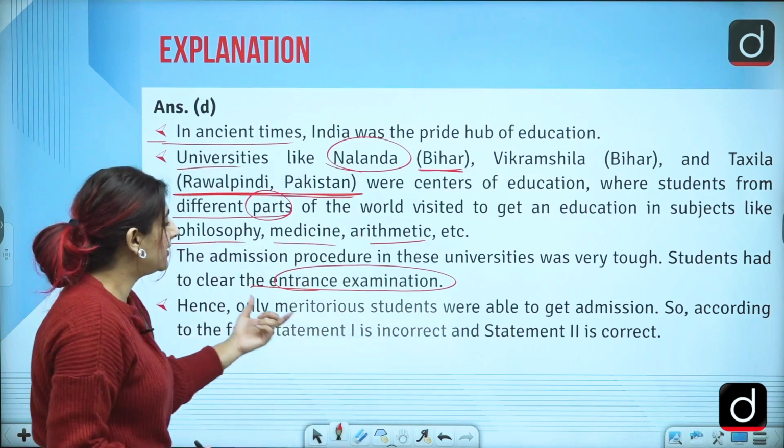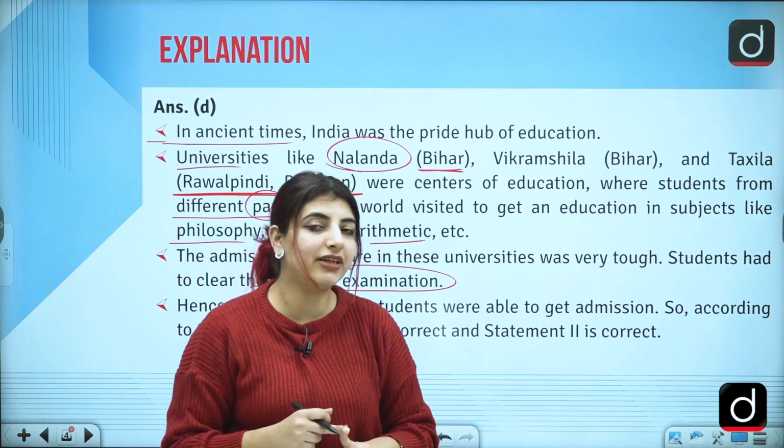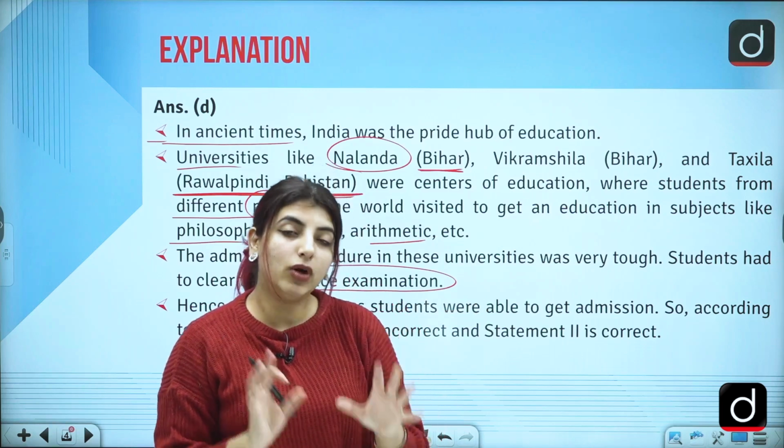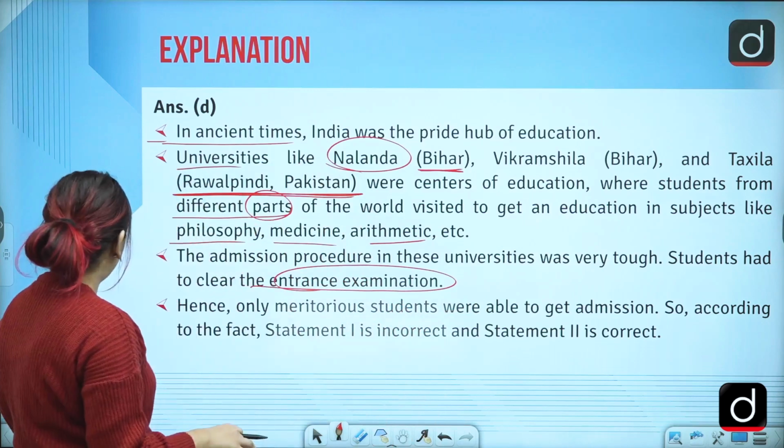So according to the facts, statement 1 is incorrect, which said that all the universities are currently situated in the Indian territory. That is wrong. And statement 2 is correct, which says that yes, there was a rigorous procedure for the entrance test, right? Even in the ancient universities.